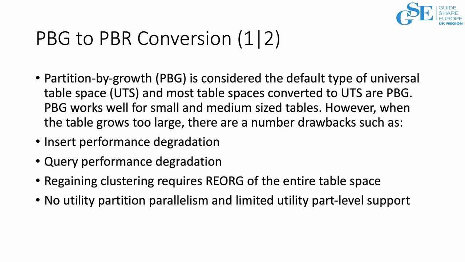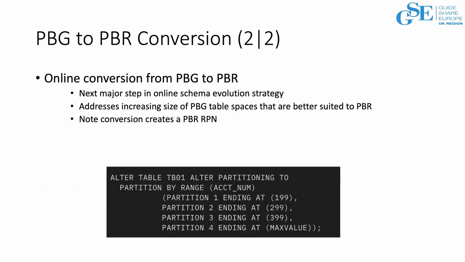To do this, what you had to do is unload the data, drop the table space and dependent objects, recreate those objects, and then load the data back in. Now what you can do is, through a DDL alter statement, convert that PBG to PBR. Then you have to run a reorg to materialize those changes. As you can see here, this is an example of the alter statement that you would run to convert PBG to a PBR.